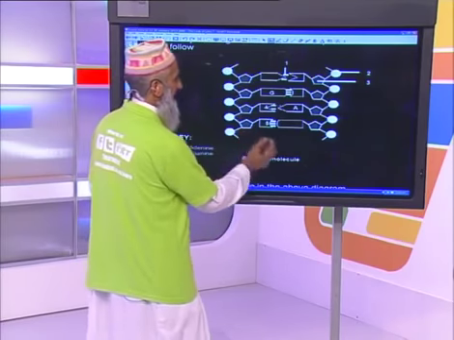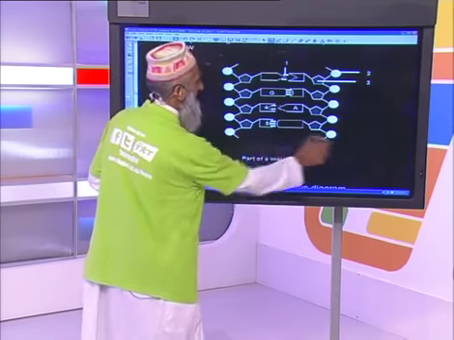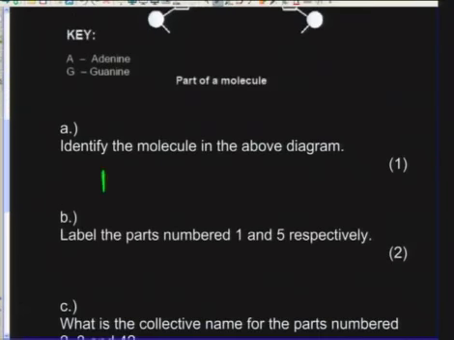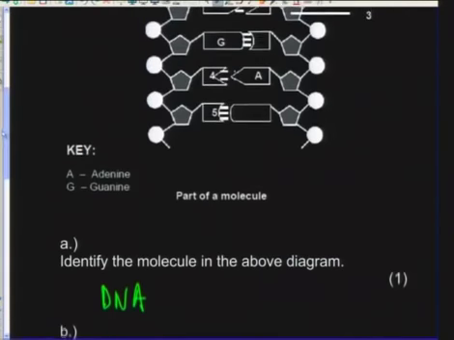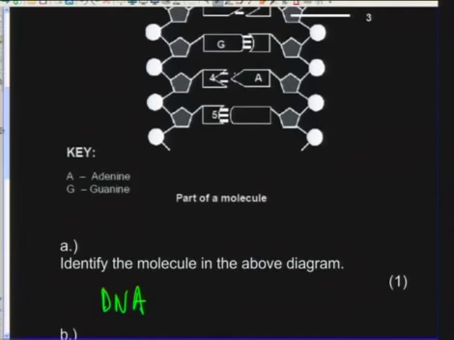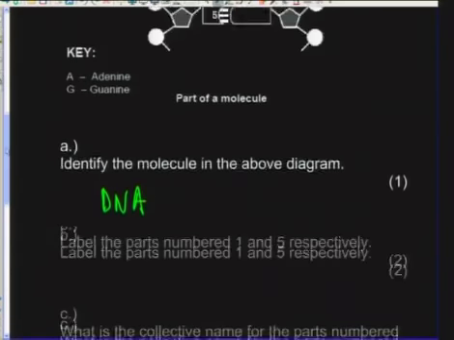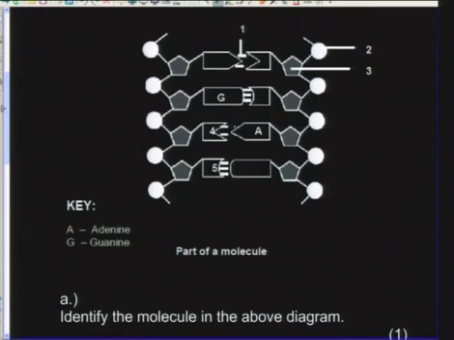But what you're going to look at is that it has two strands, double strand, so therefore this is DNA. There's nothing else in the diagram that tells you anything else, so you can't use anything else there. Label the parts numbered 1 and 5 respectively.